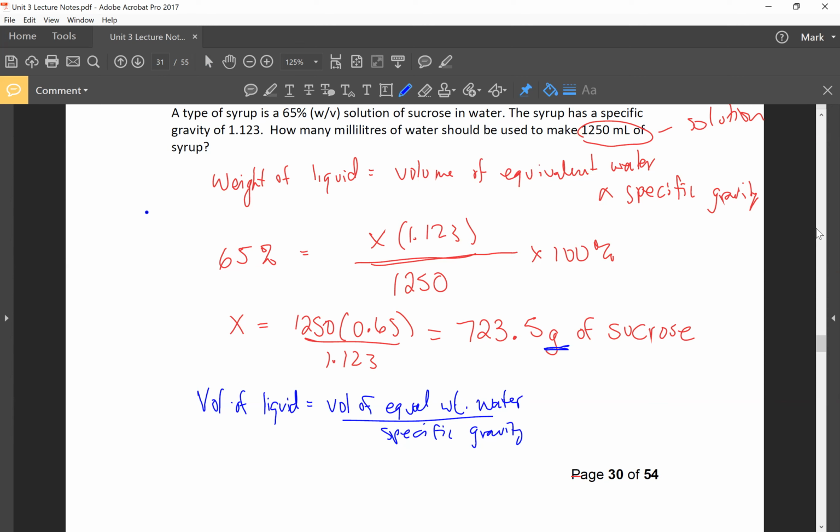Okay, so now what am I trying to do? I'm trying to find the volume of this. What is the volume of this? The reason I'm trying to find it is because I'm trying to figure out how much water I need to add to make this amount. So the volume of equal weight water, well, that's easy. It's 723.5 milliliters over my specific gravity, which is 1.123. So, divided by 1.123.